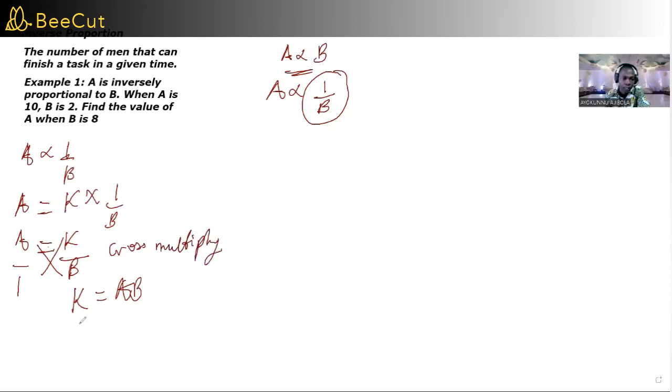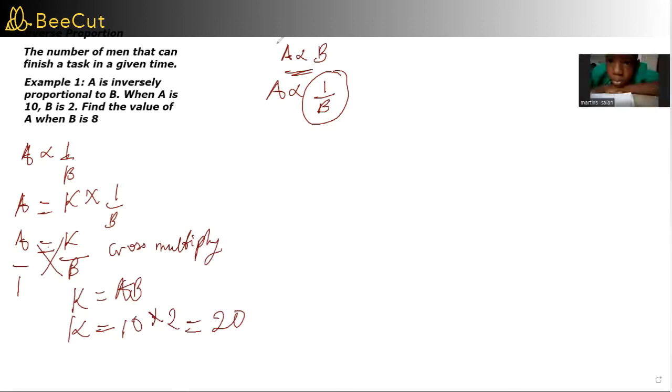So here now, to find my K from the first set of values I was given, the first value of A is 10, while the value of B is 2. So that is 10 times 2, and that is going to give me 20. So that means my K is 20. What's the value of K then?